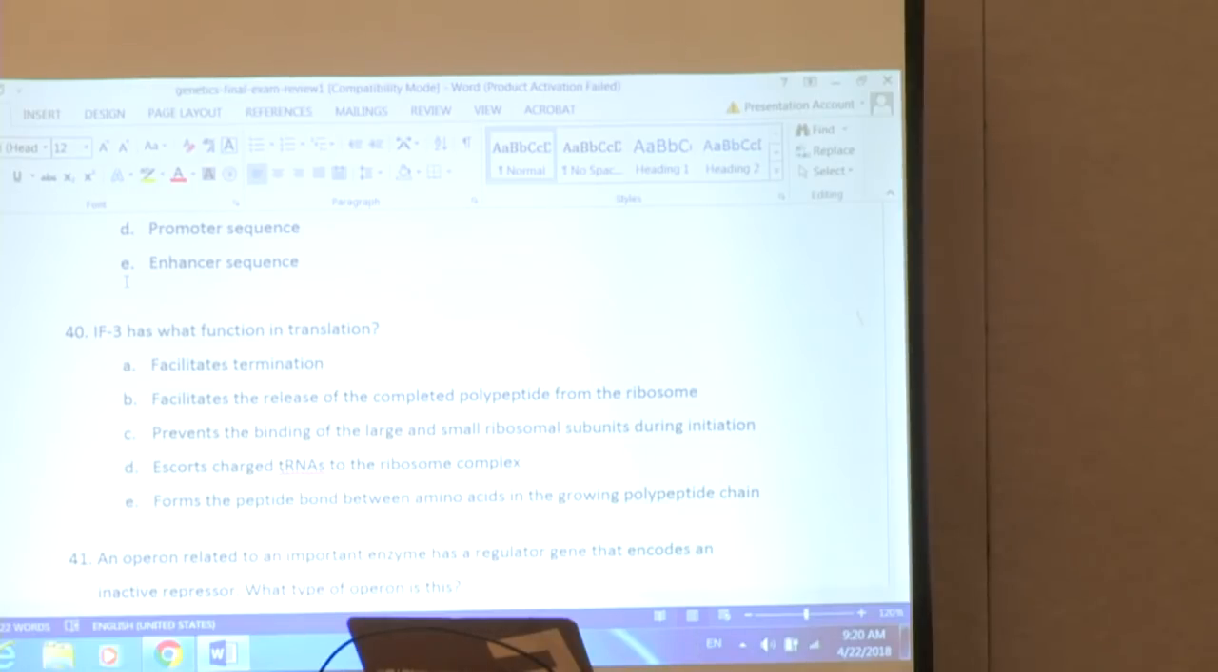So IF3 has what function in translation? Yeah, really good. It is C. So IF3 does prevent the binding of the large and small ribosomal subunits during initiation.